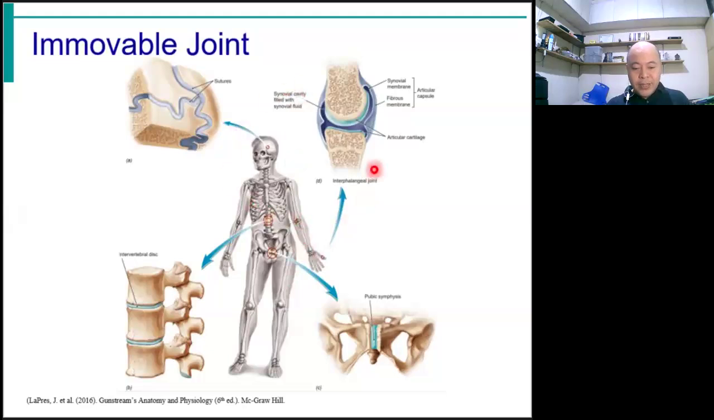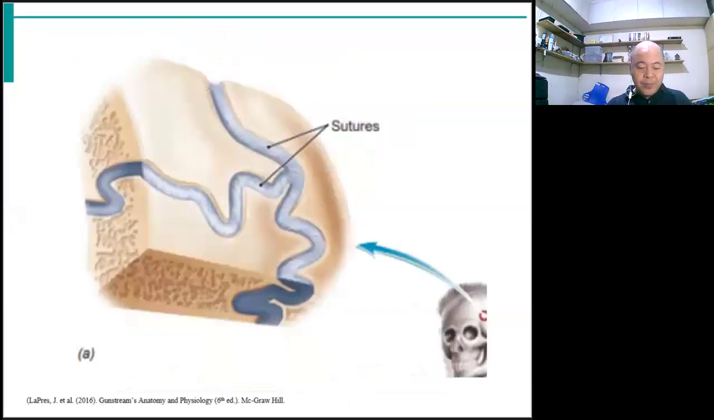So this slide is actually a bit misleading. It is labeled immovable joint, but it only pertains to this portion, the set of bones in the skull. They have parts that are immovable and are joined together by what we call sutures. Okay? So I magnified this portion. Sutures bind immovable articulations.